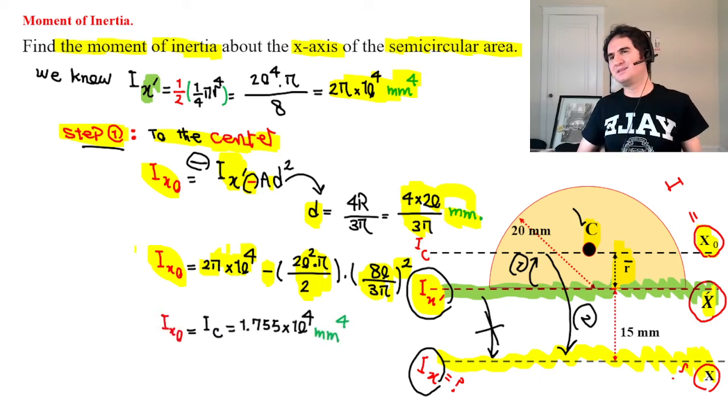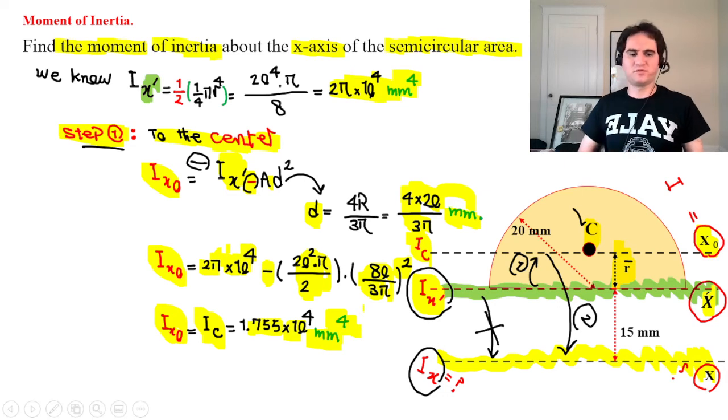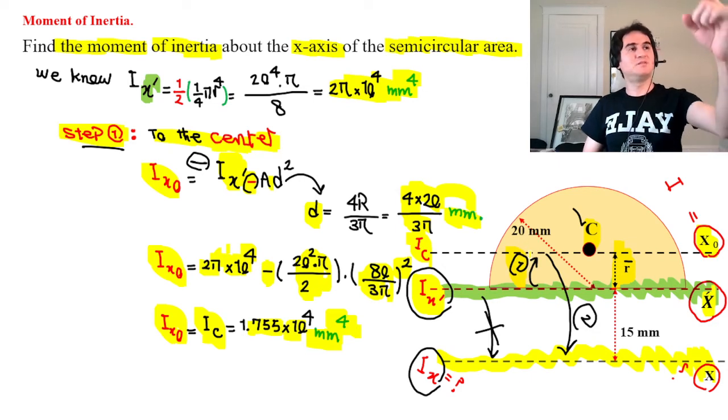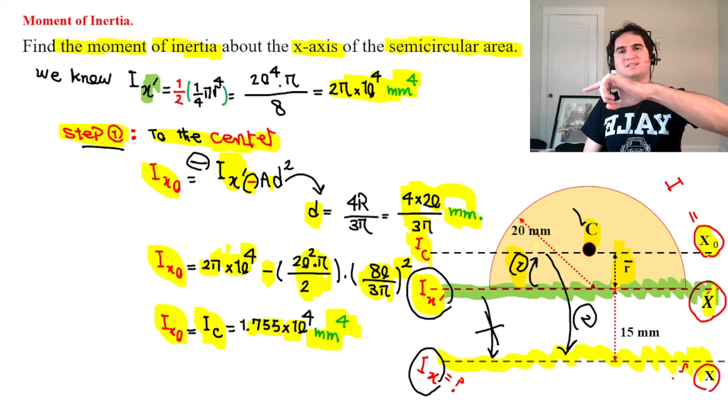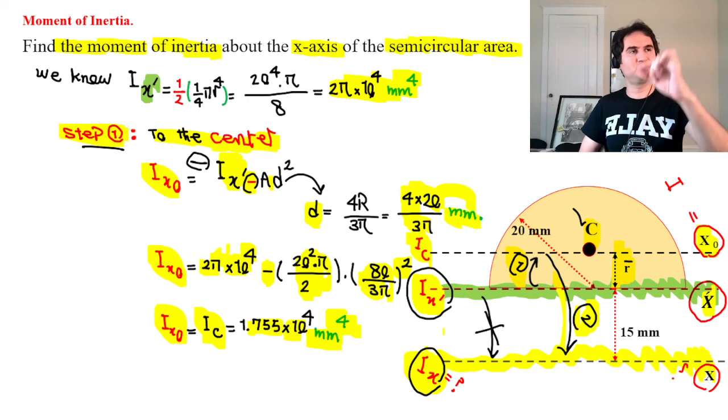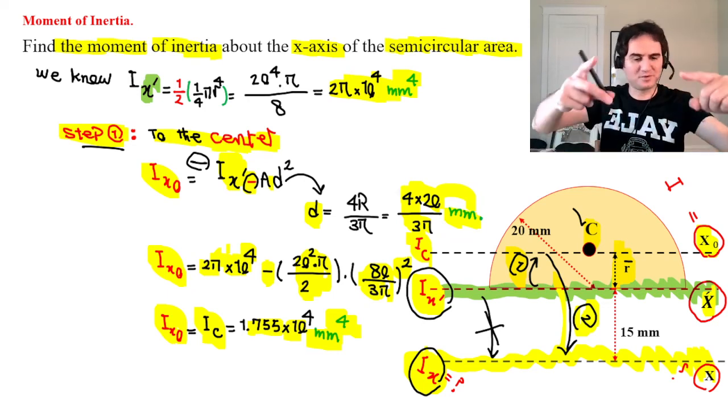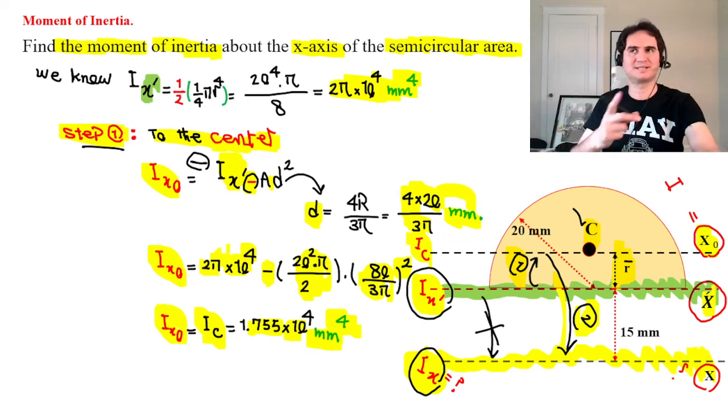If you do the math, it gives you a numeric value for Ix naught, or I centroid, of 1.755 times 10 to the power of 4 millimeters to the power of 4. That was the first step. So far we traveled from any other axis to the centroid. Then we want to go to the other cities, so from the centroid to the brand new house. From the centroid to any other axis, if you come out from your house, you will gain something. So that's a plus. Step two.